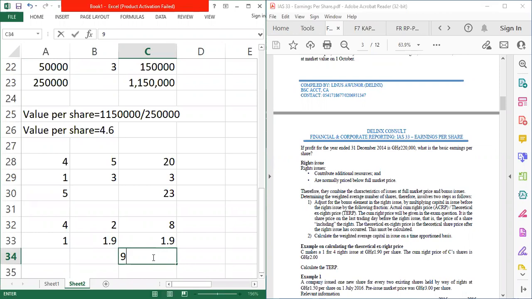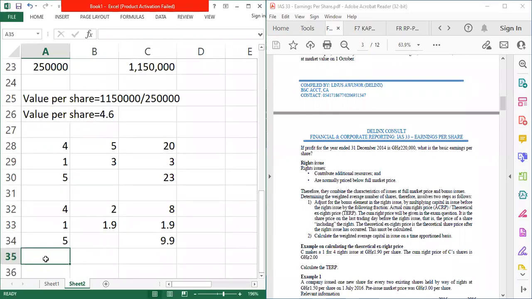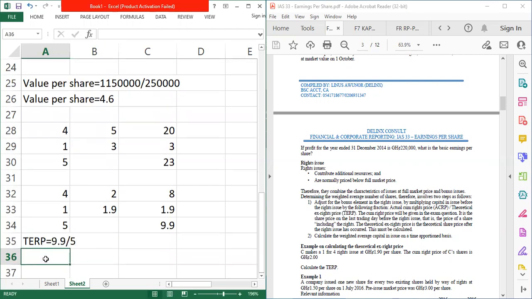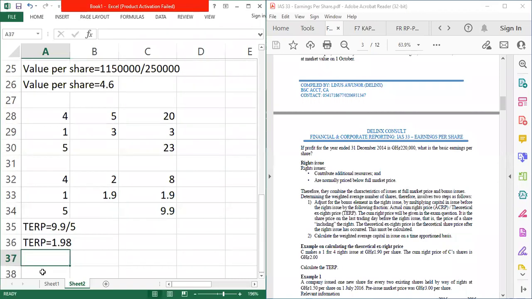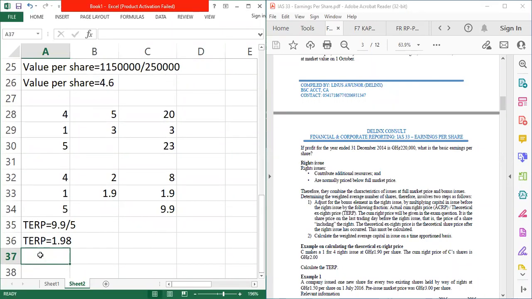9.9. And the value of the shares will be what? 5. So the theoretical ex-rights price now is equal to 9.9 divided by what? 5. What are we getting? 1.98. So this is what we are talking about as a theoretical ex-rights price.